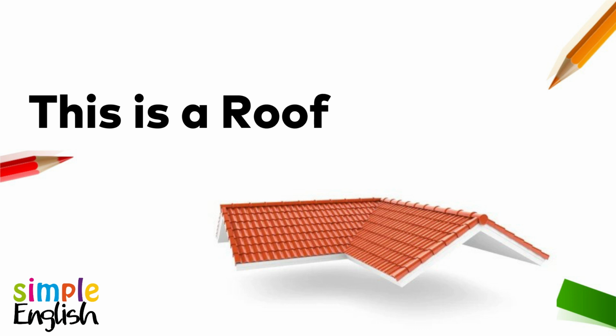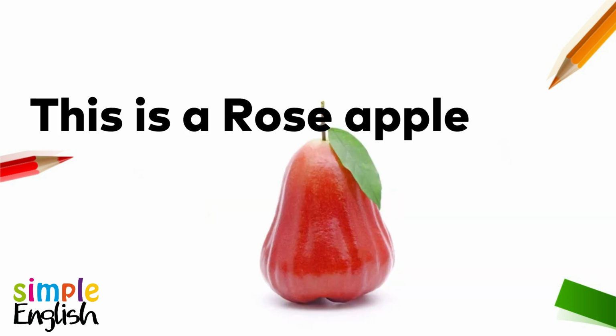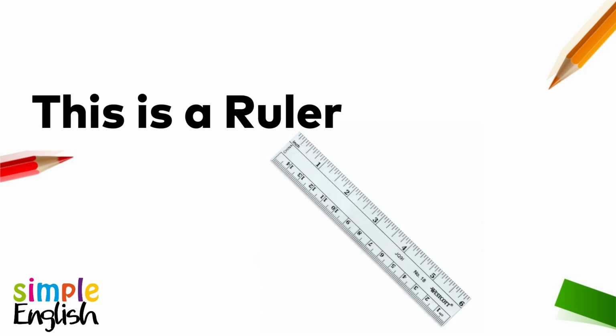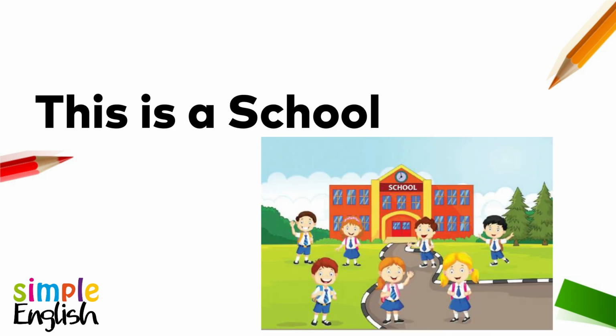This is a roof. This is a rose apple. This is a ruler. This is a school.